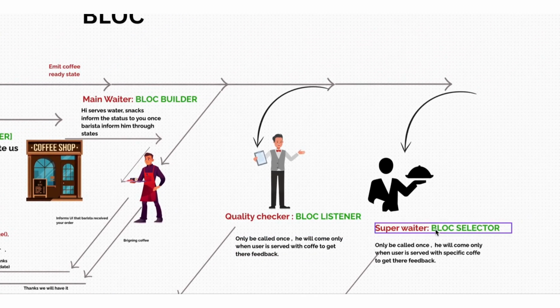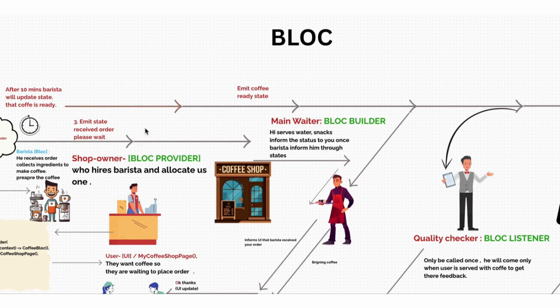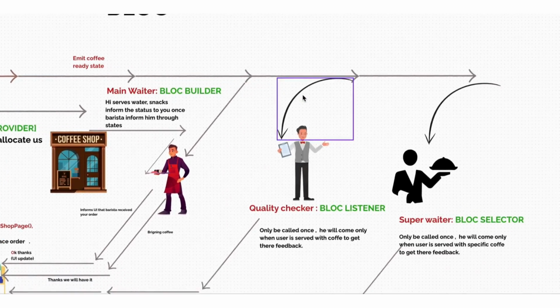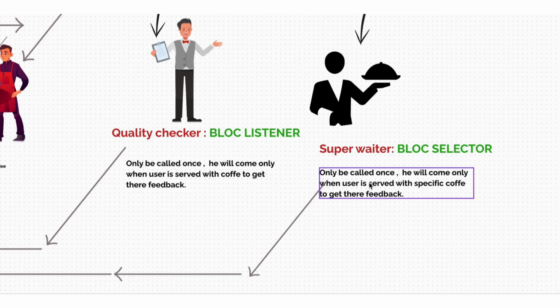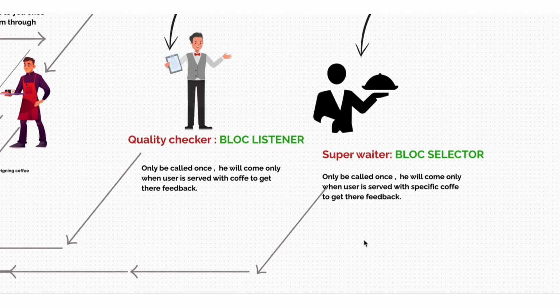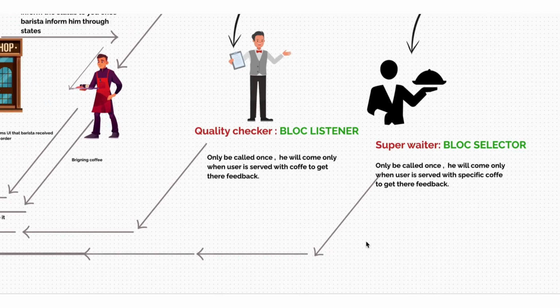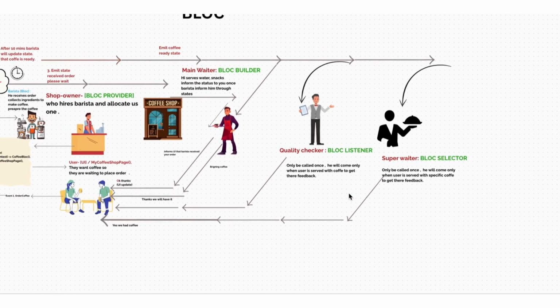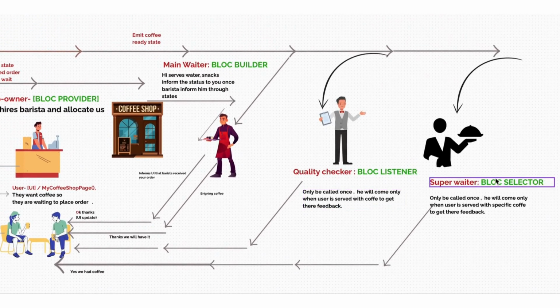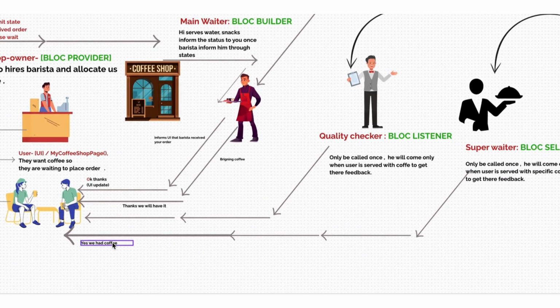And there is a third person as well who will listen to this coffee ready state. He is the BlocSelector. He will come only when the user is served with a specific coffee type. He is not bothered about any beverages. If we have tea, cold drinks, or anything, he only listens to coffee. If they want to keep track of how many coffees we sold in a day, for that purpose we have a BlocSelector. It will not rebuild every time. The UI will be rebuilt only when there is a change in the coffee. Yes, he said yes, we had a coffee and that's fine.